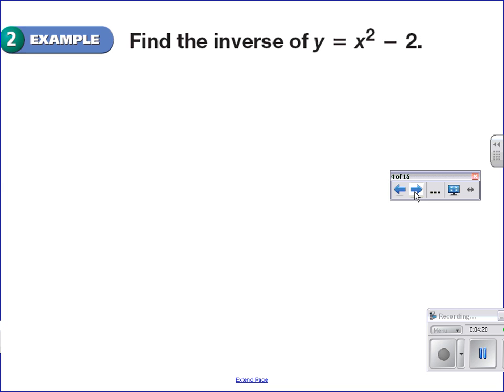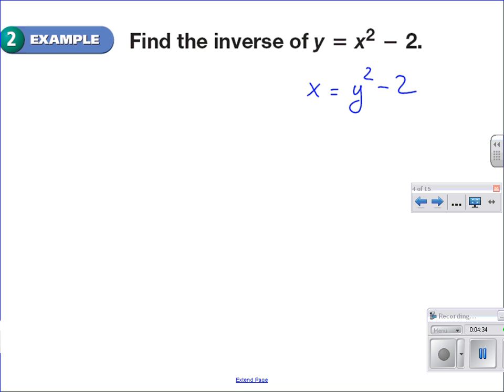Find the inverse of this. So now we don't have a graph or anything. All we're going to do is, very simply, we're going to rewrite the first line. We're going to call this x now, and we're going to call this y squared minus 2. So step 1 is switch x, y. And step 2, well, what do we always do when we want to get y by itself? So let's just say solve for y. Okay. Pretty straightforward.